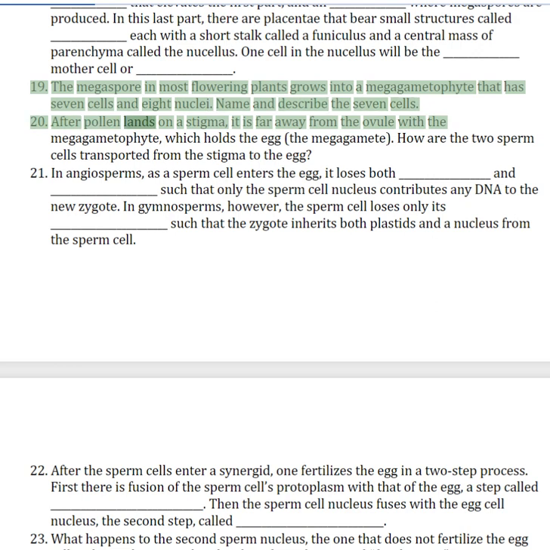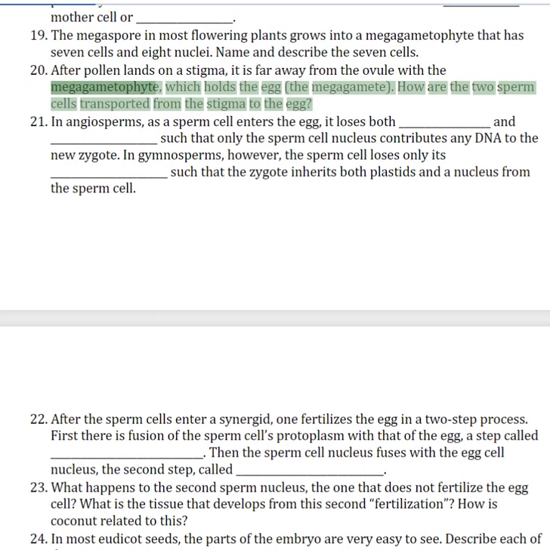20. After pollen lands on a stigma, it is far away from the ovule with the megagametophyte, which holds the egg. How are the 2 sperm cells transported from the stigma to the egg?